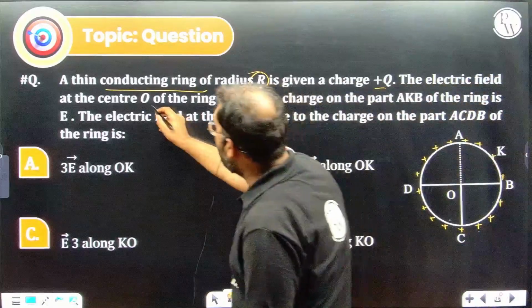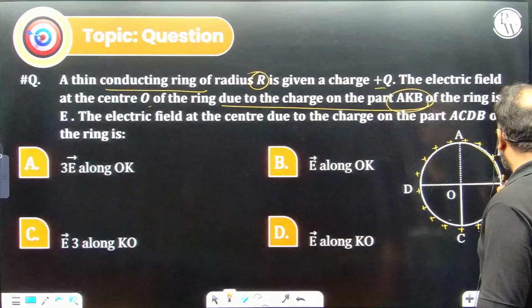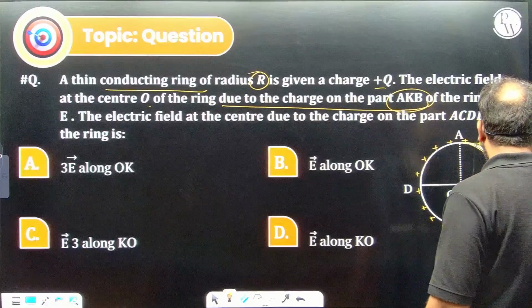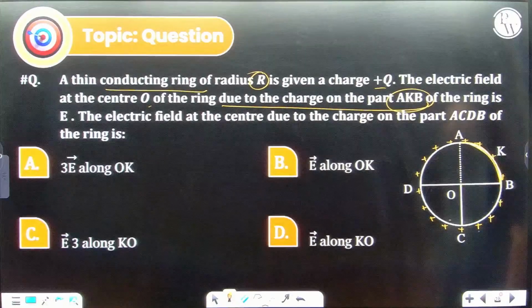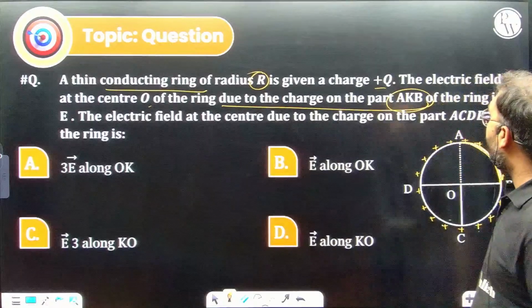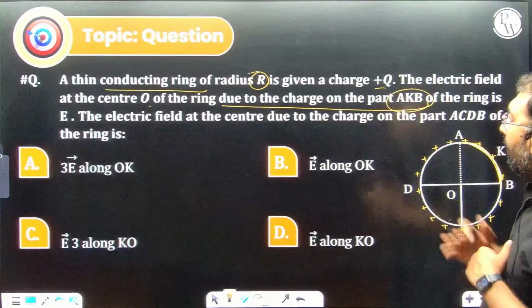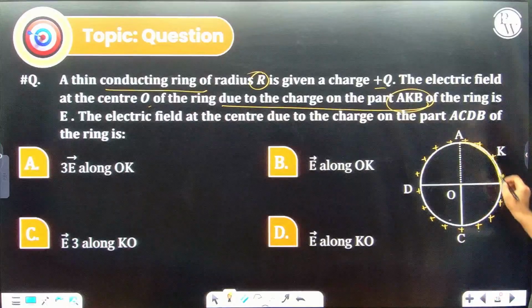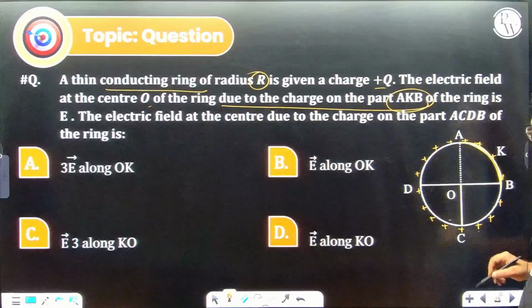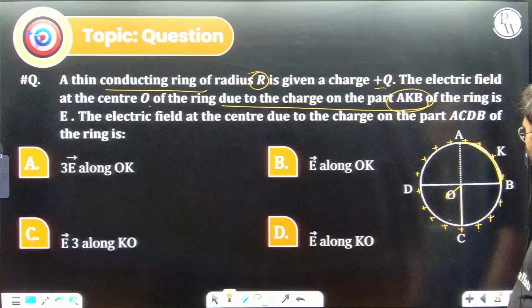Now the electric field at the center O of the ring due to the charge on the part AKB, just because of this small portion, one quadrant, is E. Because of this part the electric field is E. And the electric field at the center due to the charge on the part ACDB is also E, and the direction is given in this direction.